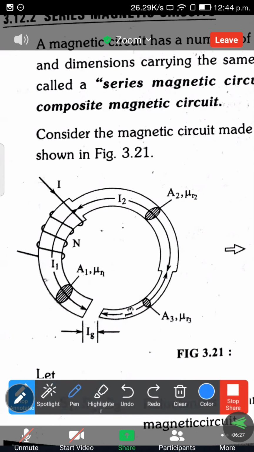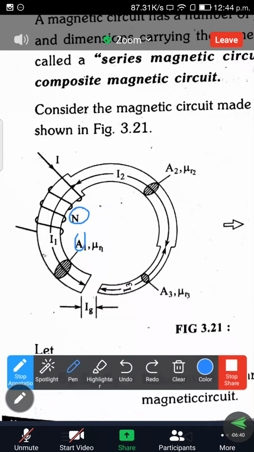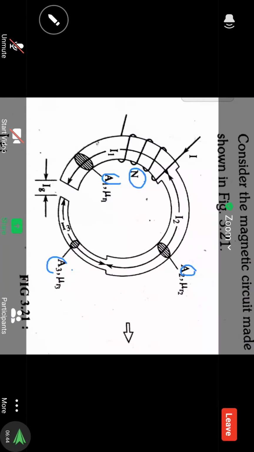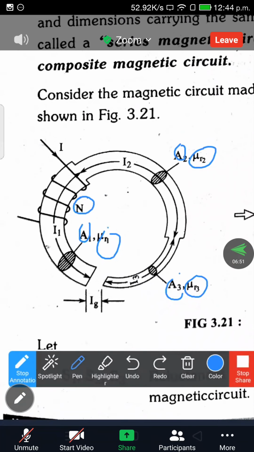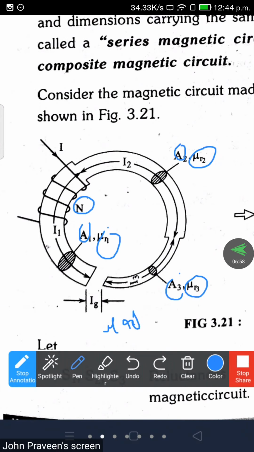So what are the assumptions we are taking here? We are assuming there is n number of turns available, and the cross section areas of the different materials are A1, A2, A3. Similarly, the relative permeability values are mu R1, mu R2, mu R3. For the air gap also we can assume mu Rg. Next, mu naught is common for all materials.